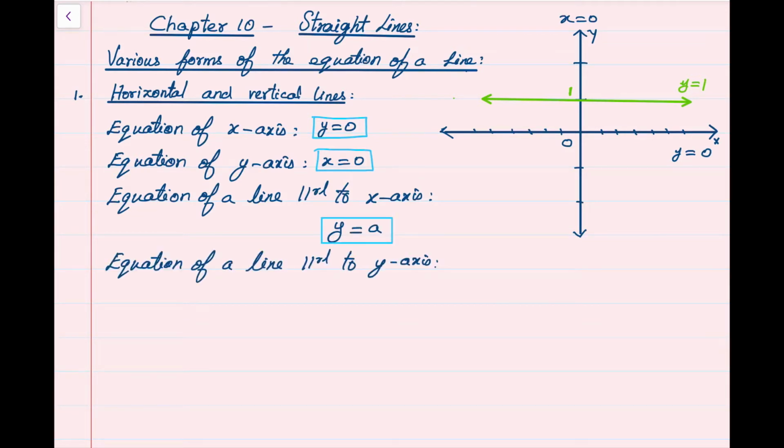Next, we will see the equation of a line parallel to the y-axis. Let this be minus 3. For all points on this line, the x coordinate is minus 3. Therefore, the equation of this straight line which is parallel to the y-axis is x is equal to minus 3. In general, if a line is parallel to the y-axis and passes through the value x is equal to k, say, then the equation of that line is x is equal to k.